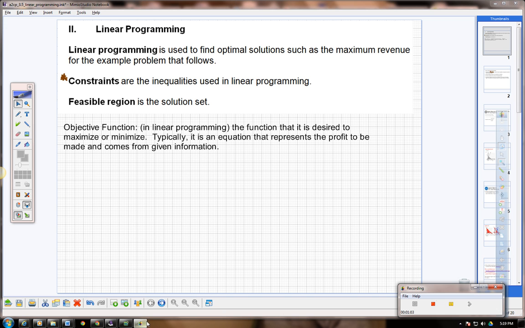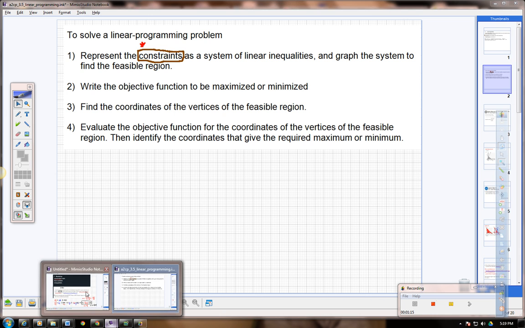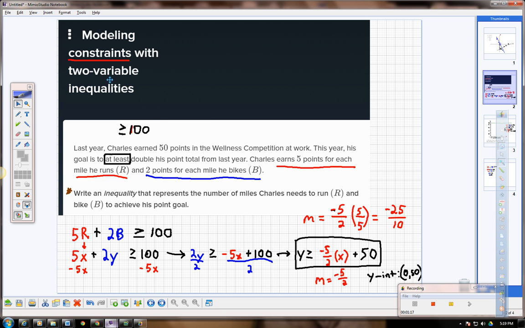So what we want to do is, you can see the first step to linear programming is to represent the constraints as a system of linear inequalities. We just have one linear inequality that we're dealing with here. I've copy and pasted the example. Okay, modeling constraints with two variable inequalities. I know that you could pause and read this, and pause and look at it, and try to make the learning your own, because that's what we want to do after all. Alright, I'm glad you paused.